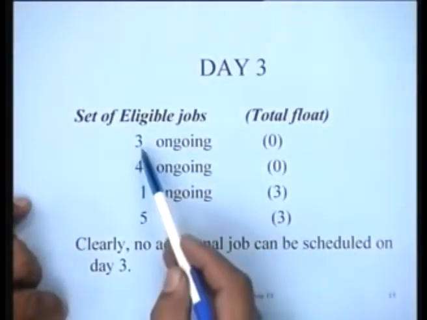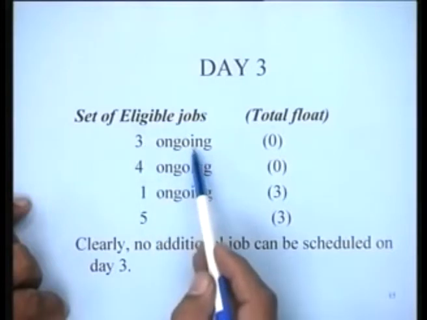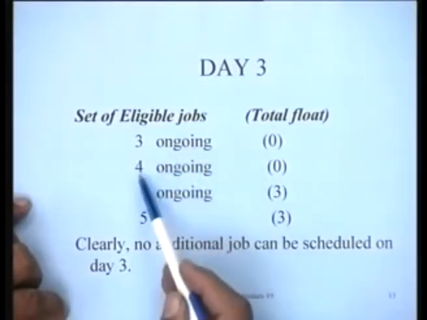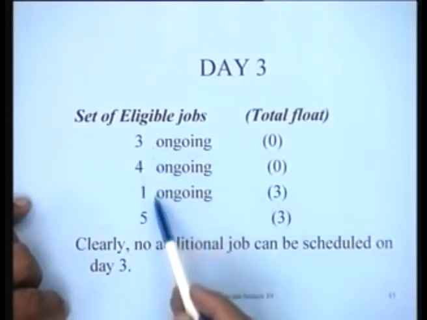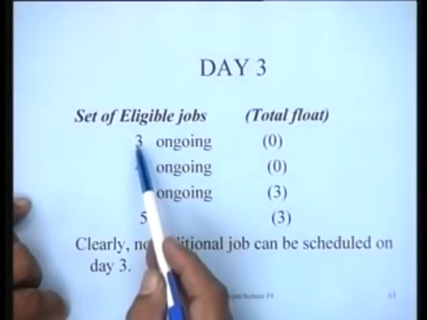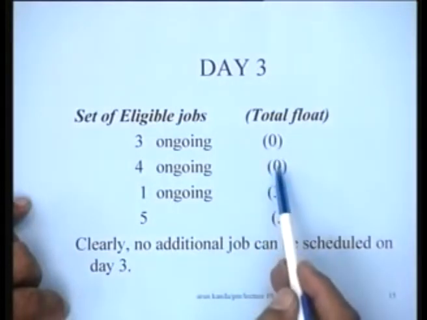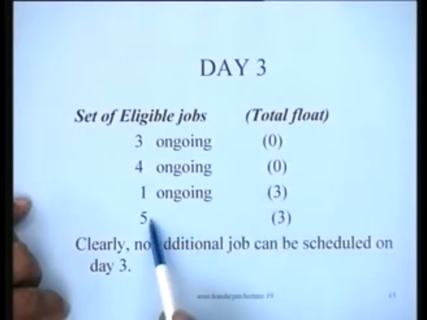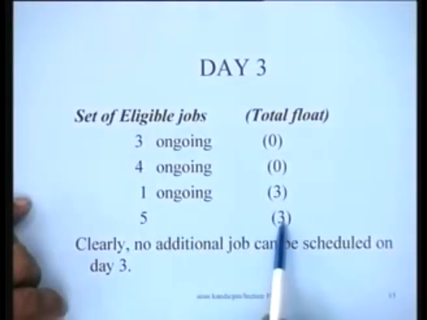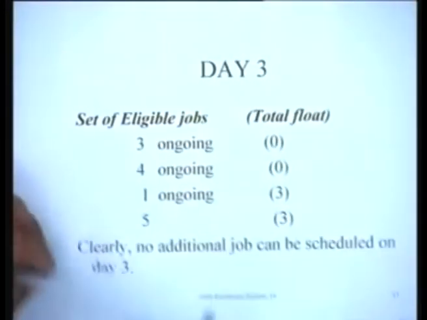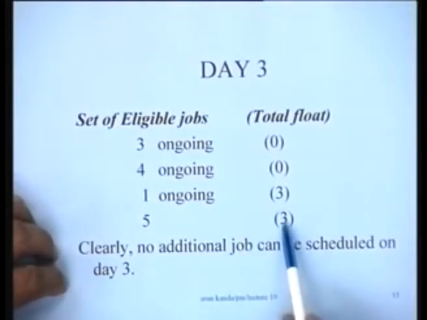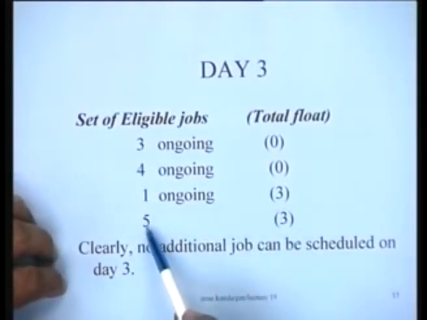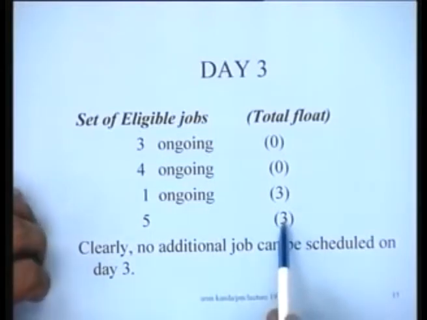On day 3, when you look at the whole thing, 3 is an ongoing job because we had scheduled it in the previous period. 4 is ongoing and 1 is ongoing because these were the 3 jobs that were scheduled earlier on day 2. This was a critical job, this was a critical job, and this particular job had a float of 3 days. And 5 now has a float which is 1 day less than previously. It previously had a float of 4 days, but now it has a float of only 3 days because we have already postponed the start of 5 by 1 day, right?